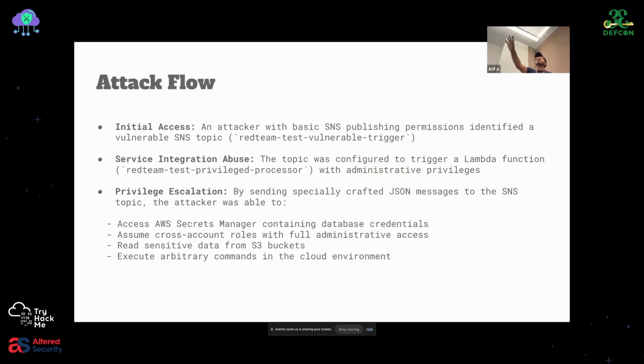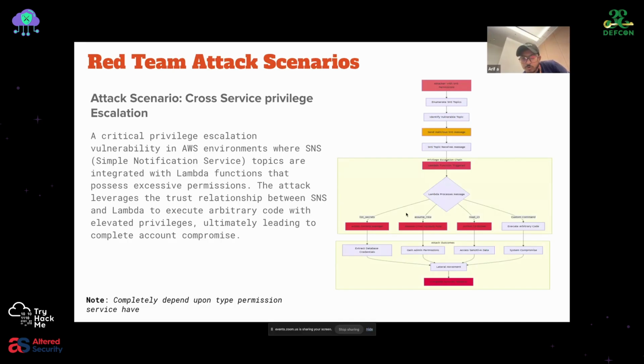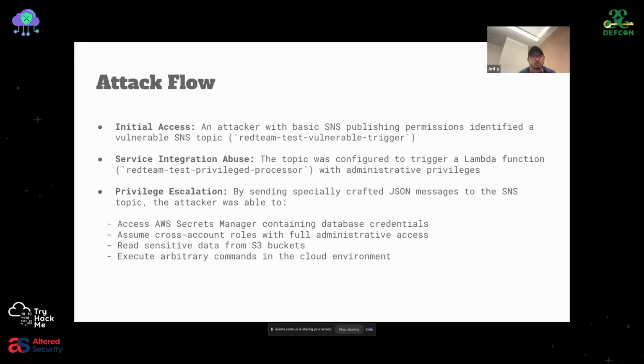So the attack flow is: you have an initial access, there is a service integration to that particular topic, and because of that you want to do privilege escalation. For this demo, you can list secret, assume role, read S3, or run a custom command. Right now we can assume role, list secret, and run a custom command. We have not created the infra for read S3, but feel free to do that. So we'll just do this.